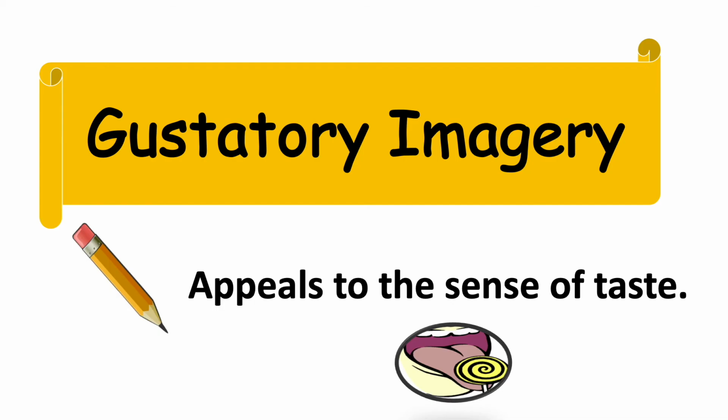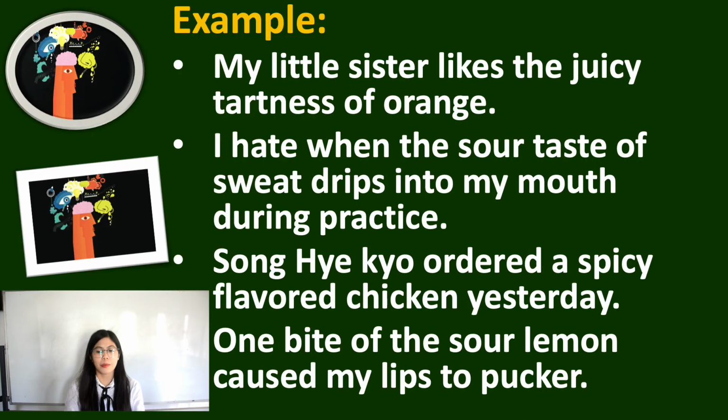Next is the gustatory imagery. It appeals to the sense of taste. Example: my little sister likes the juicy tartness of orange. Here we're able to know the taste of the orange through the sensory words used. Next example: I hate when the sour taste of sweat drips into my mouth during practice. Here, the speaker was able to describe the taste of the sweat that drips into his mouth during their practice.